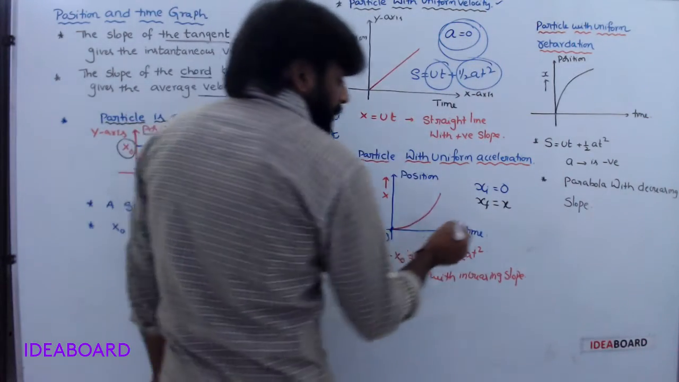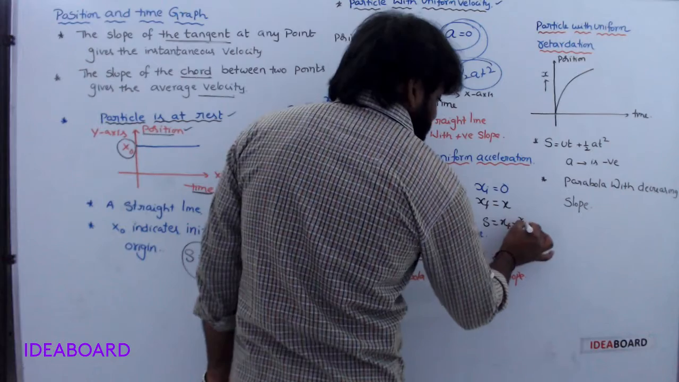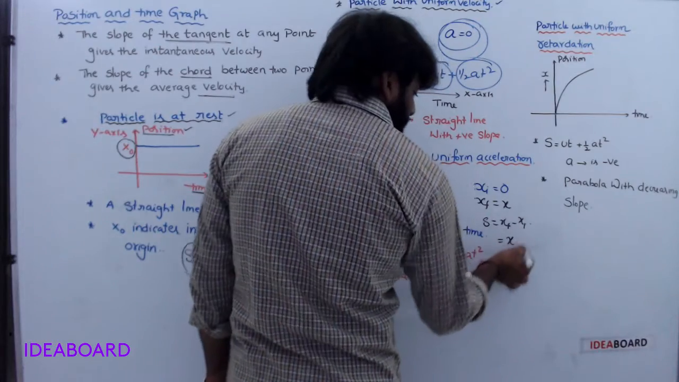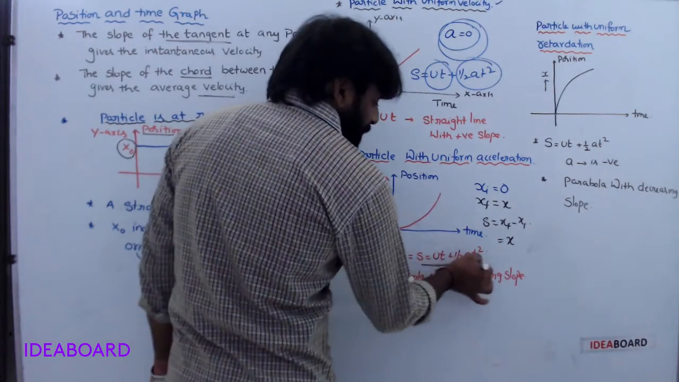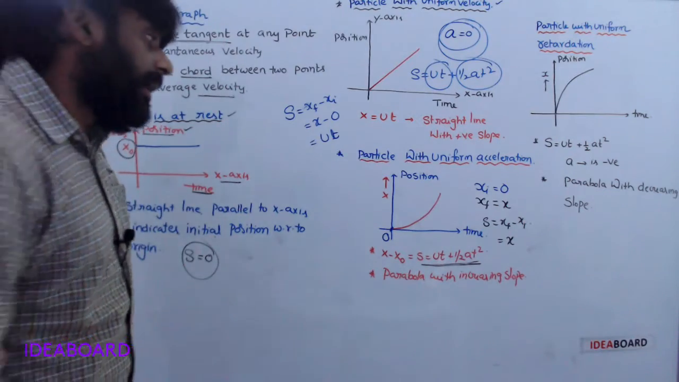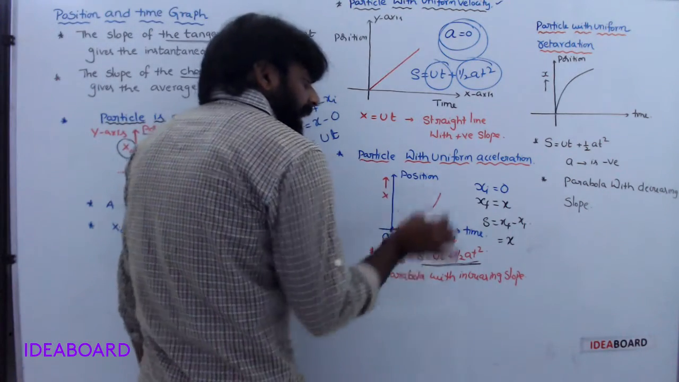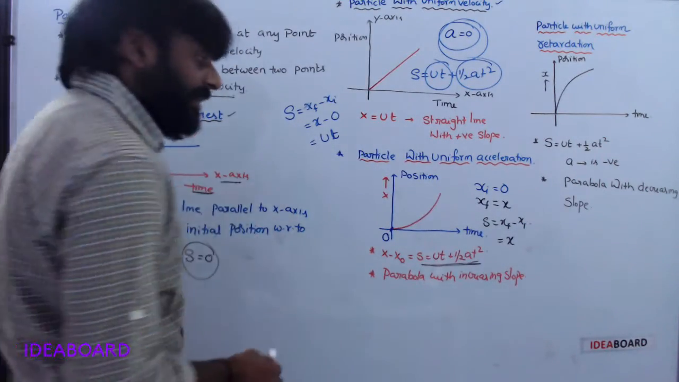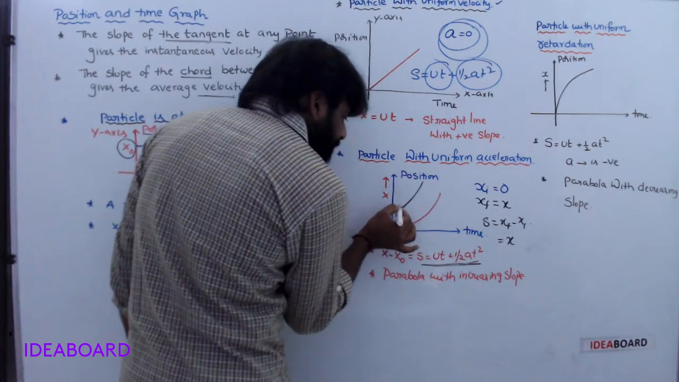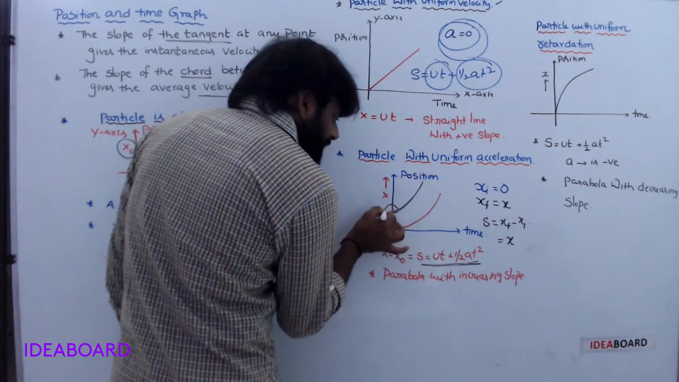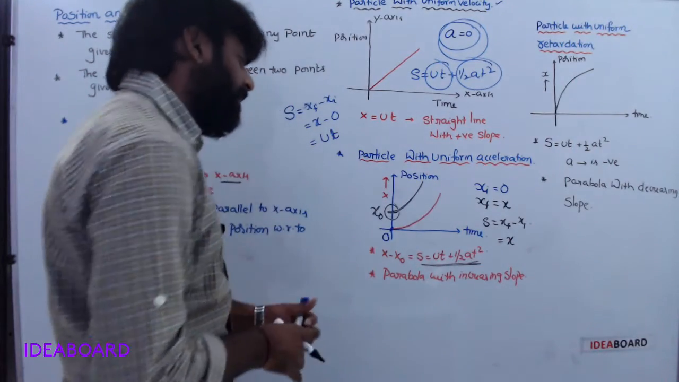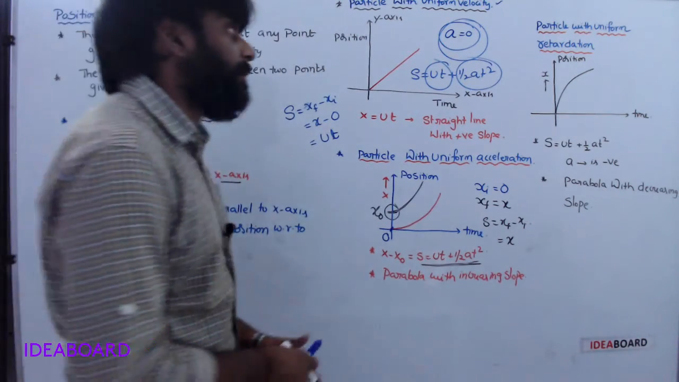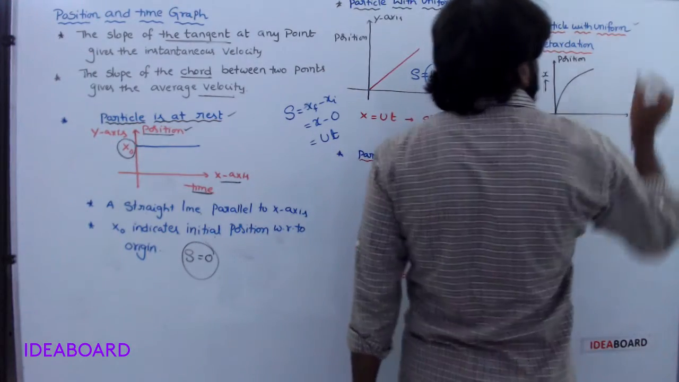You know, s is equal to x final minus x initial. X initial is equal to 0. Simply s is equal to ut plus half at square. If in case initially it has some position, the graph is this one. So it is a parabola with increasing slope.